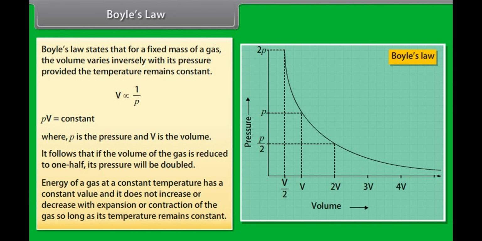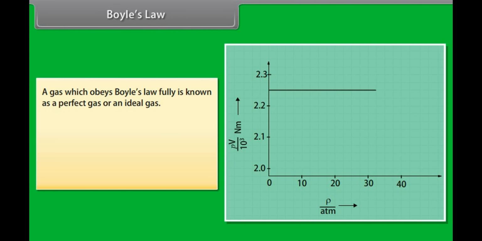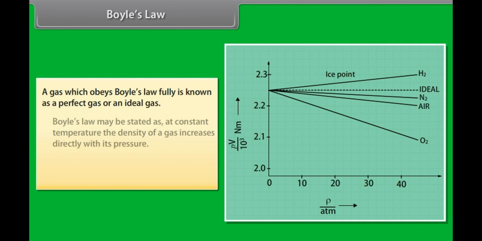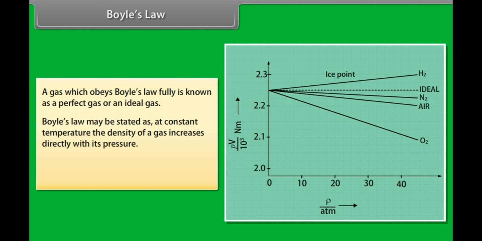Energy of a gas at a constant temperature has a constant value and it does not increase or decrease with expansion or contraction of the gas so long as its temperature remains constant. A gas which obeys Boyle's law fully is known as a perfect gas or an ideal gas. Boyle's law may be stated as, at constant temperature, the density of a gas increases directly with its pressure. P upon rho is equal to constant.